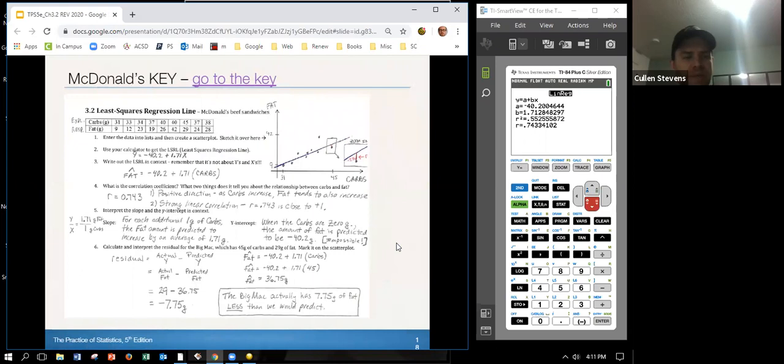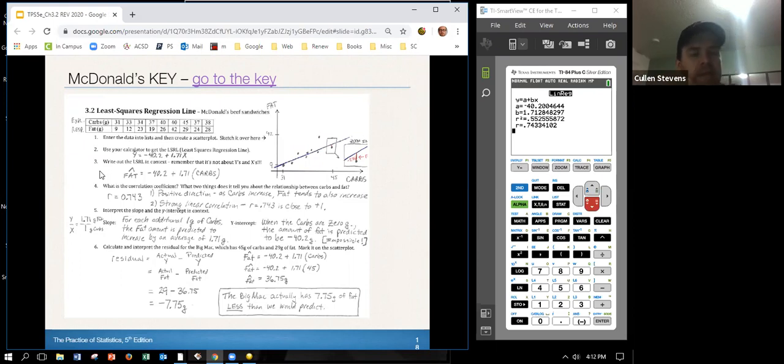All right, so here's our key. We can see that carbs was our explanatory variable and fat was the response variable. So we write it out in the least squares regression line. Y hat, or predicted y, is negative 40.2 plus 1.71x. Let's put that in context. So remember that y is fat, so that's our predicted fat, is equal to negative 40.2 plus 1.71 times grams of carbs, okay?